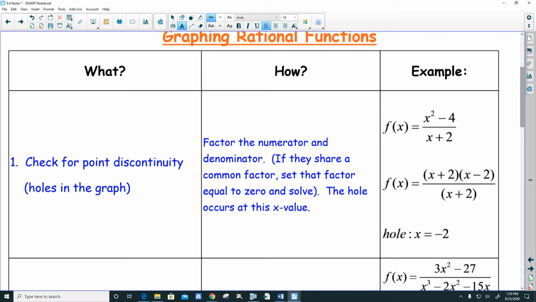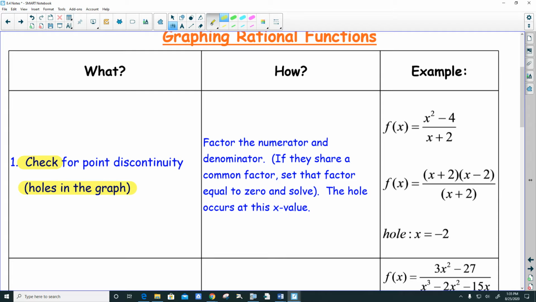And there's one new element that I want to introduce to you here today. It was just a little bit too much information in the previous video to throw this idea in. And so I purposely left out this idea that holes can occur in these graphs. Okay? In fact, after you have factored the numerator and the denominator, the very first thing that you want to identify is you want to check for holes in your graph. We call that point discontinuity.